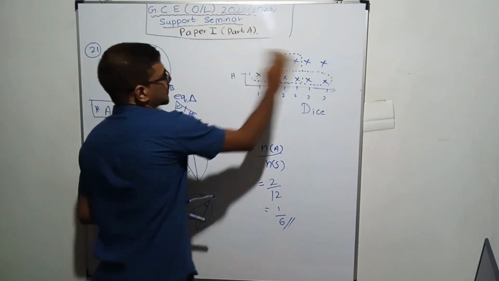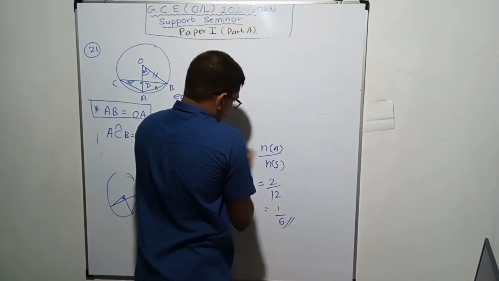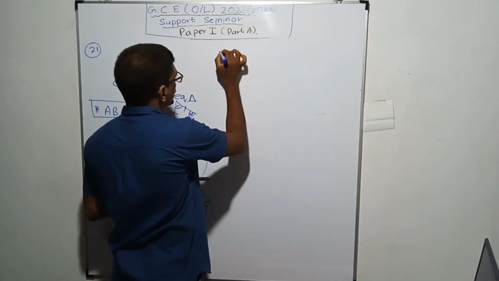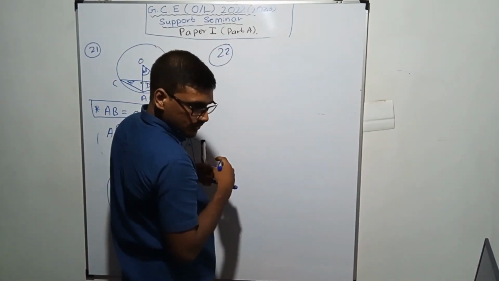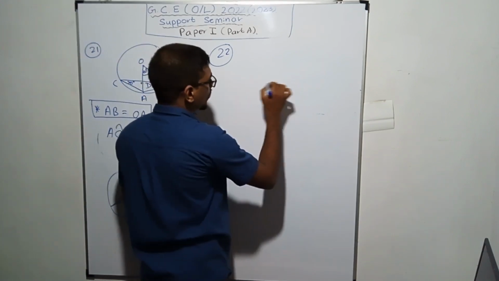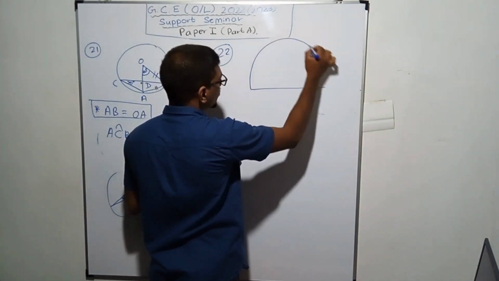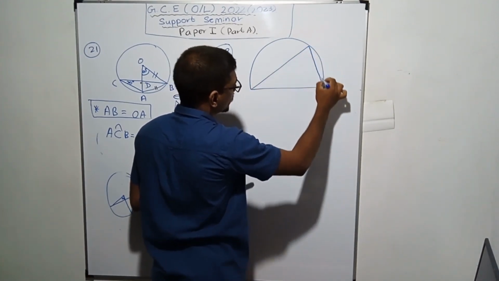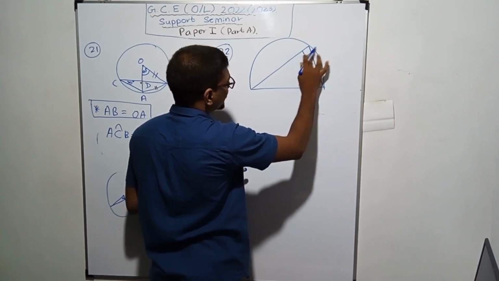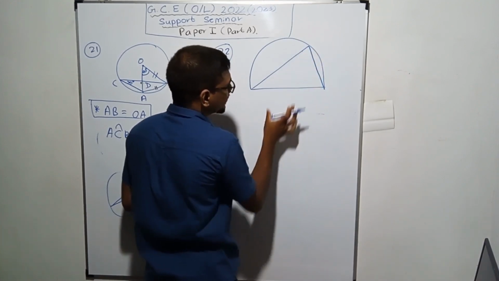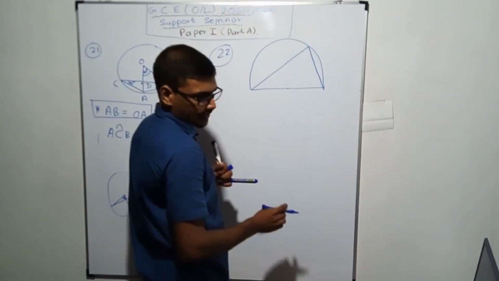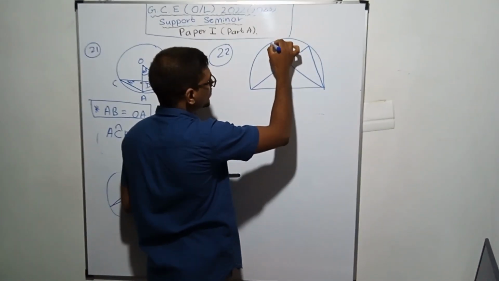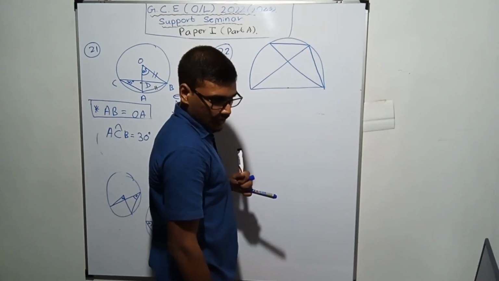22nd question. Question number 22. There also it's geometry. A semicircle with center O. When they say semicircle, you have to realize what are the theorems related to semicircles. So you also should be like that. When they say this is a semicircle, you have to think what are the theorems related to a semicircle. This theorem is there, that theorem is there. Likewise, you also need to keep the theorems in mind.